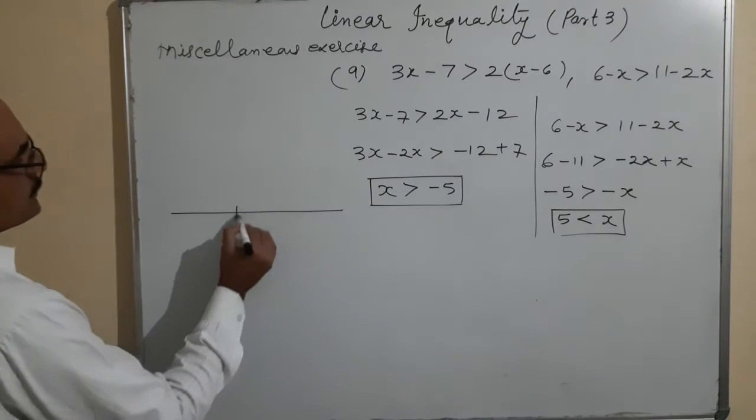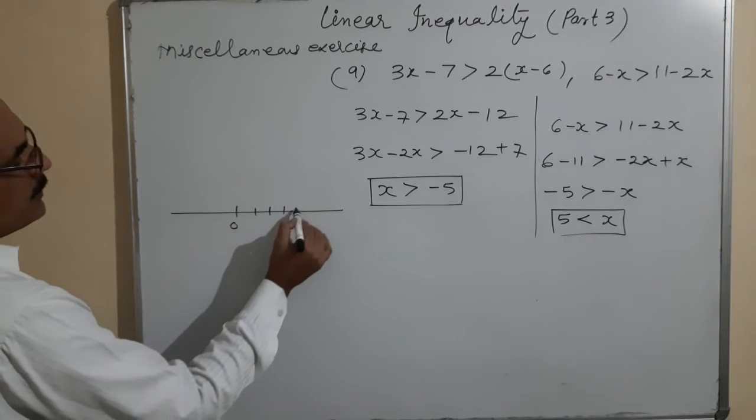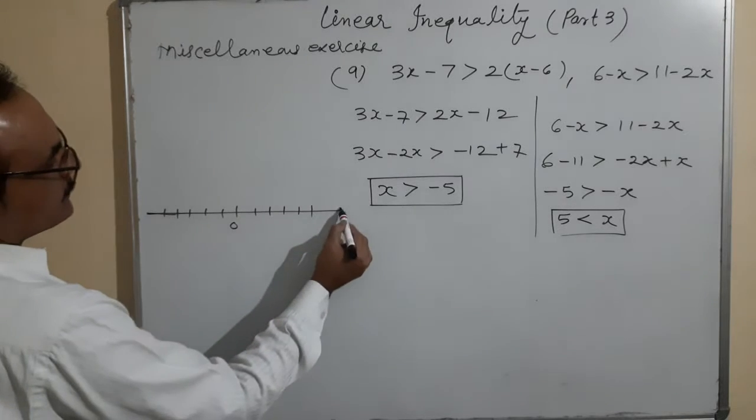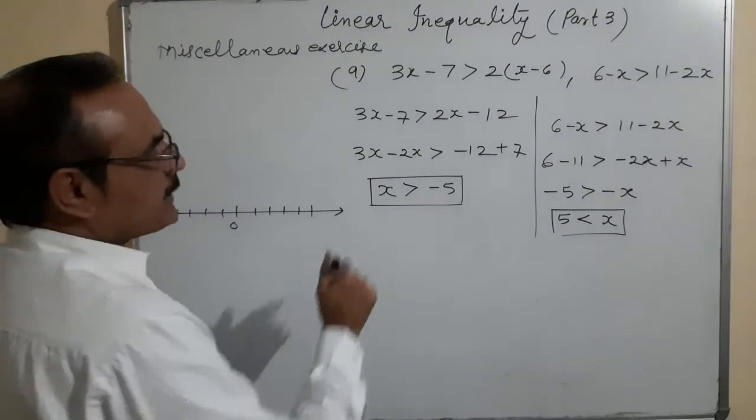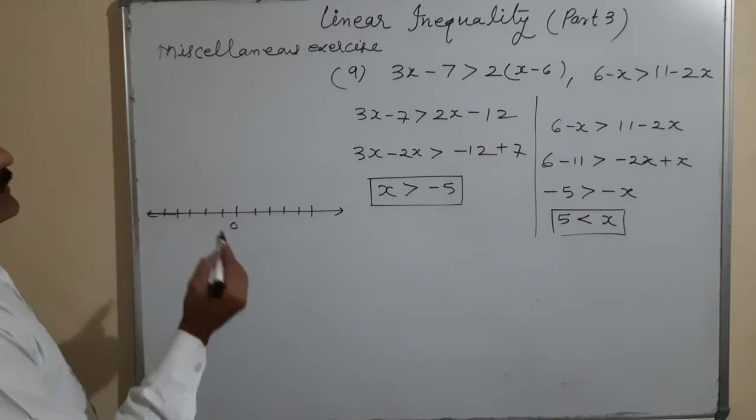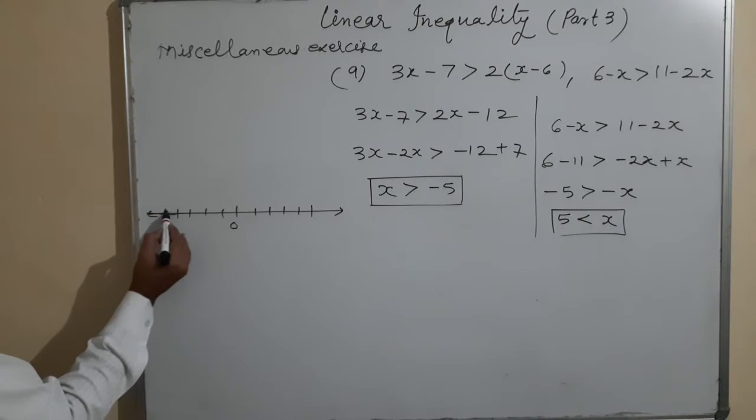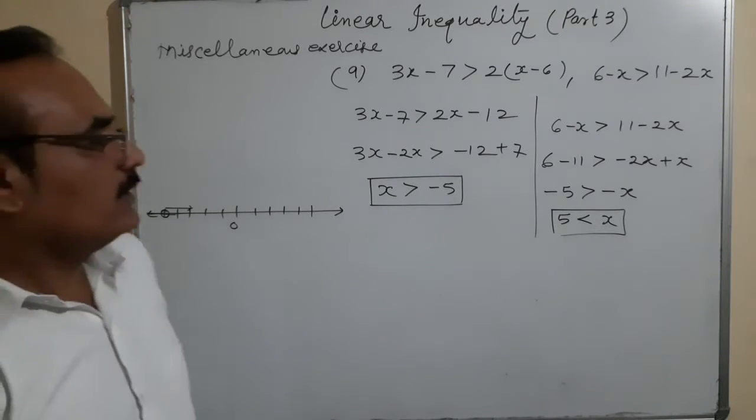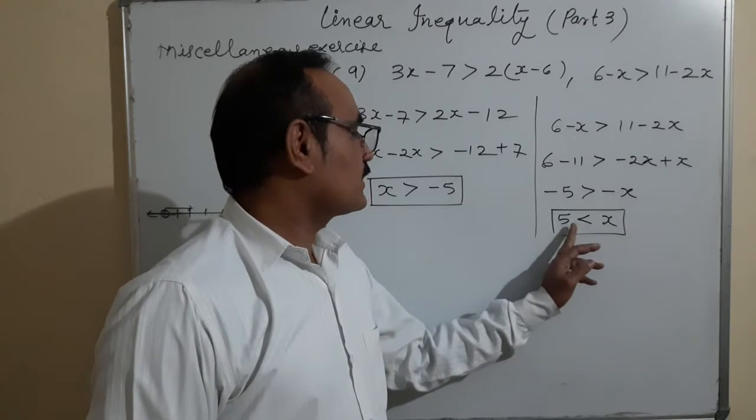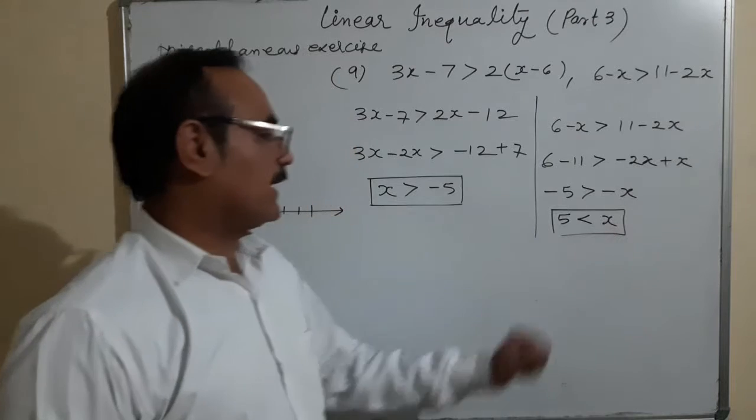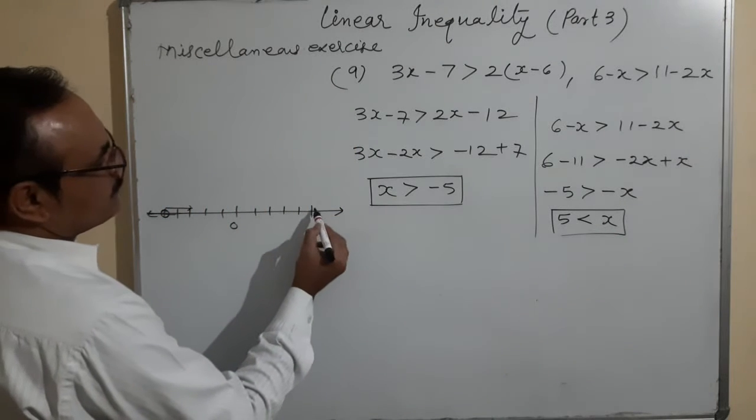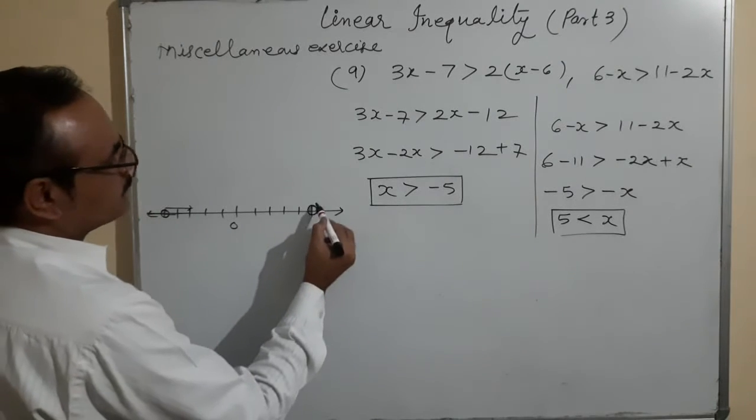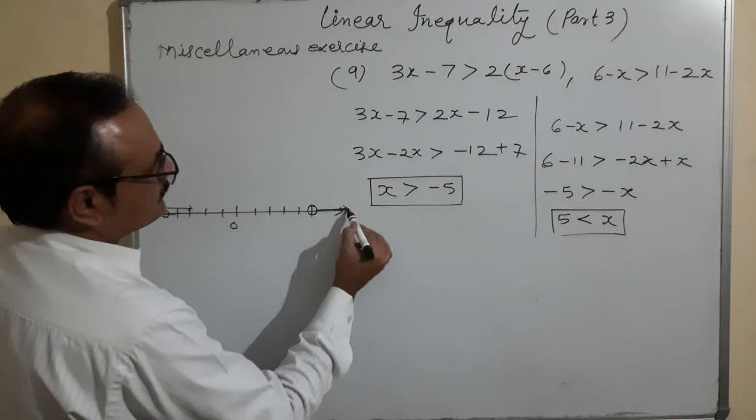See what is the situation? 0, 1, 2, 3, 4, 5. 1, 2, 3, 4, 5 on the number line. This is x is greater than minus 5, and it is strictly greater than, so this side. And x is greater than 5, 5 is less than x. 1, 2, 3, 4, 5. So what is this? x is greater than 5.